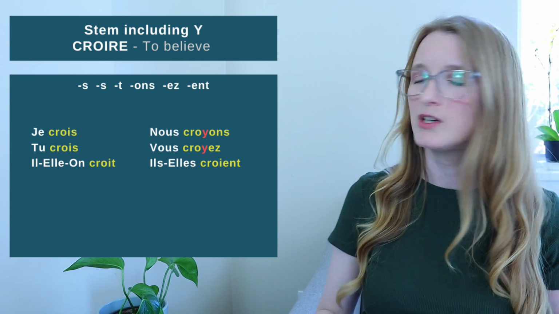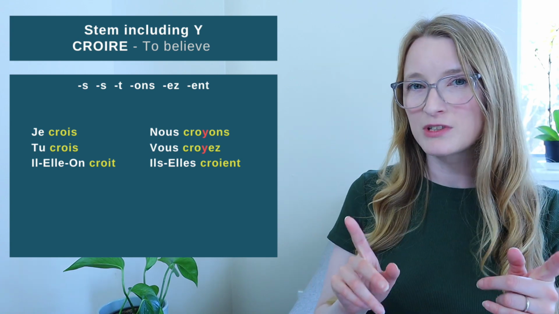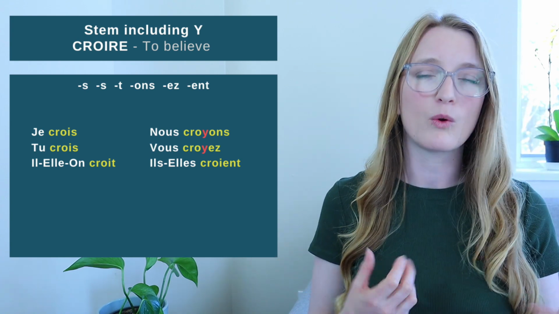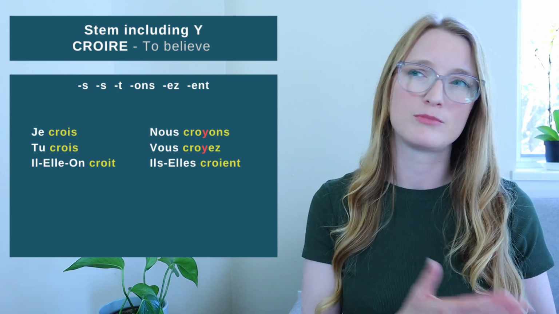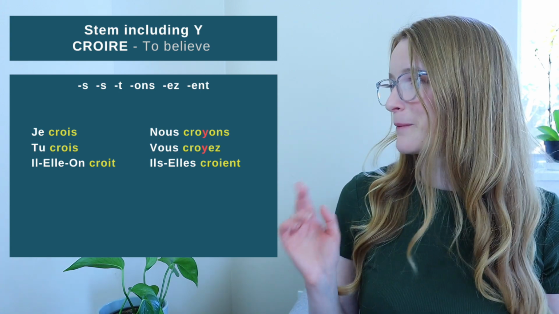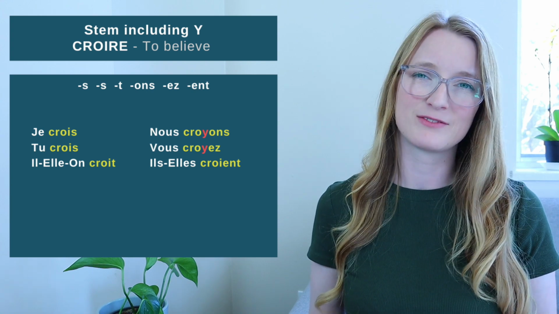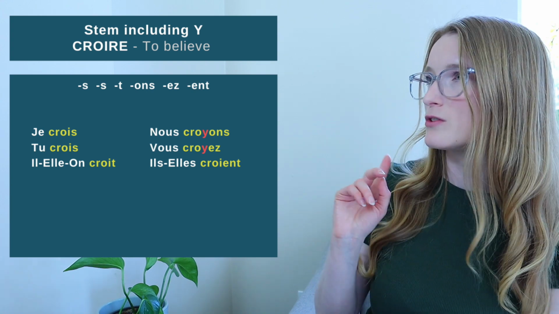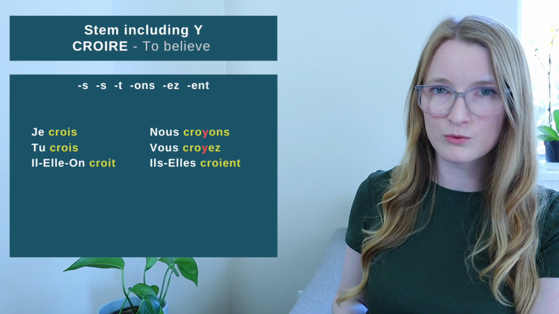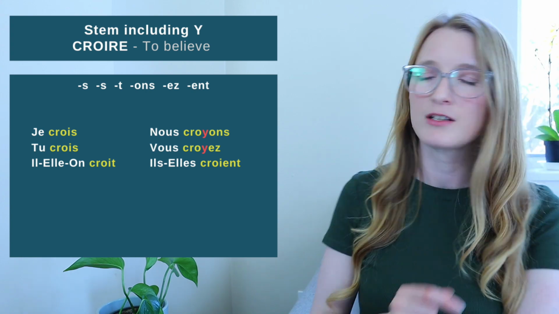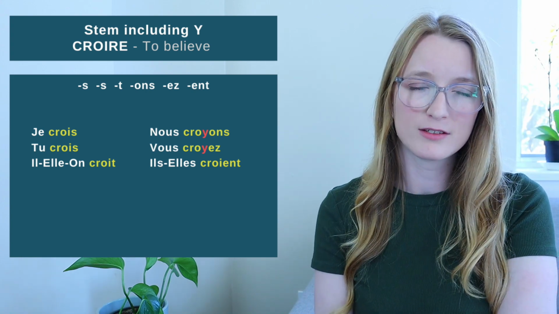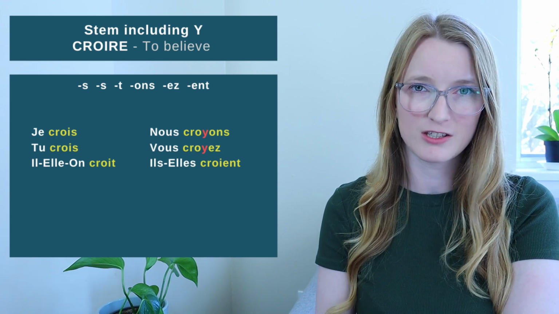Nous croyons, vous croyez. But we don't need it for ils croient, elles croient in the plural, because we just don't pronounce the ENT. Okay? So je, tu, il, elle, on, and ils, elles in the plural are pronounced the same. Only nous and vous change.